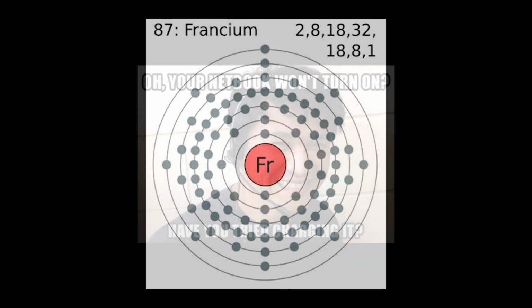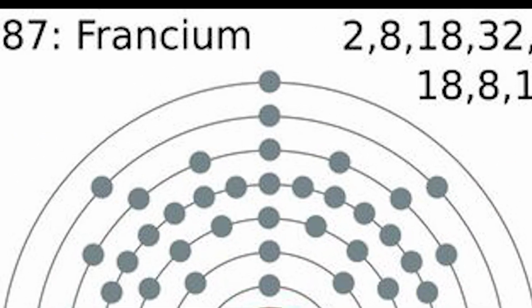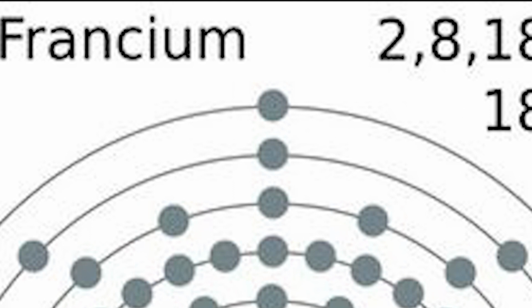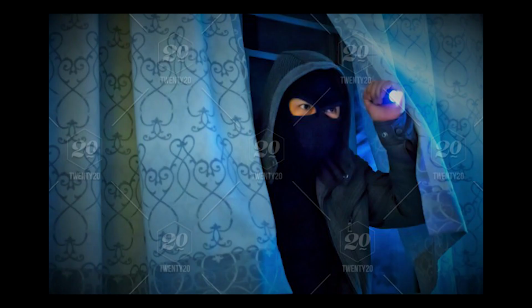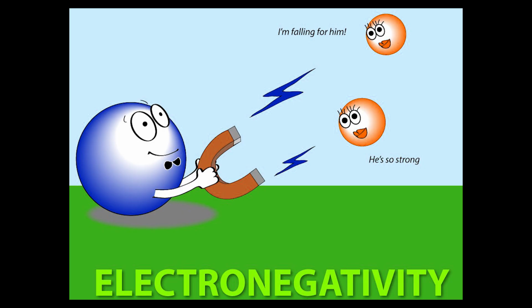francium, where that one electron in the very end that's sitting lonely on the very last valence shell, he's all alone and nobody's watching him. You can just snatch him up in the night.